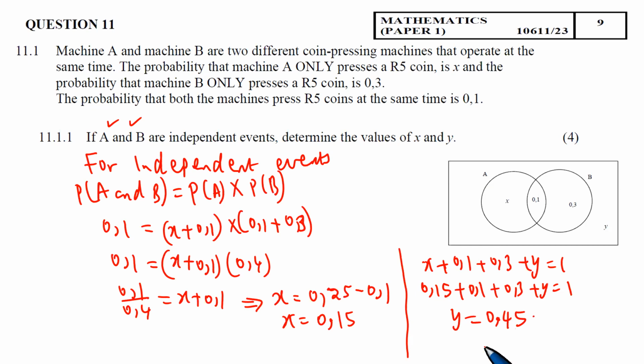So y is 0.45. So that's the answer to this question. Right, so we've got that x is 0.15, and we got that y is 0.45. Next question about this probability.